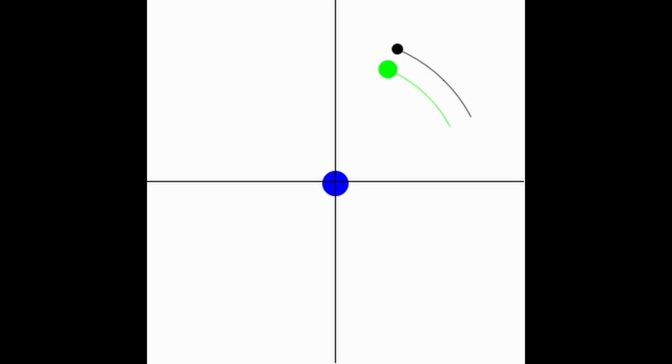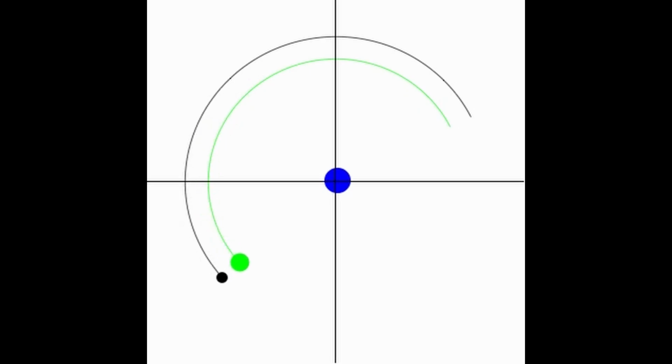Conclusion. Fugacity is a powerful concept that extends the ideal gas law to real gases, providing a more accurate description of their behavior. It is essential for understanding phase equilibria, chemical potential, and the behavior of non-ideal solutions.